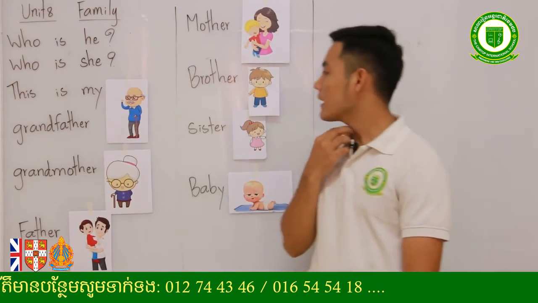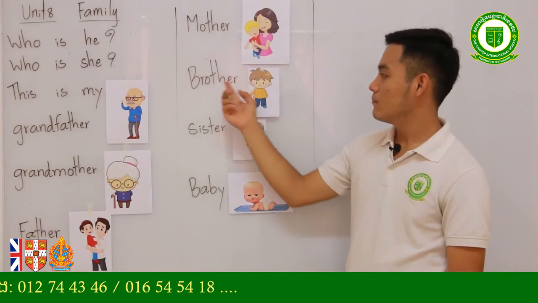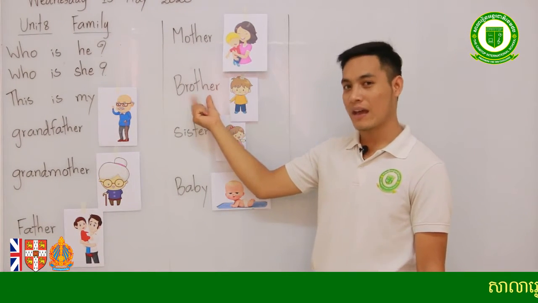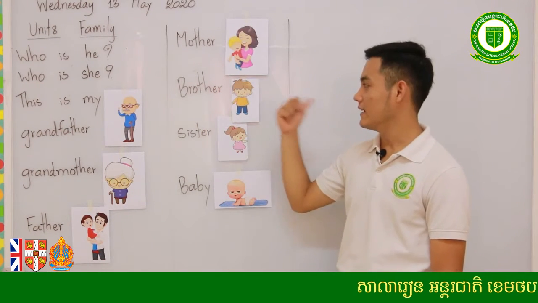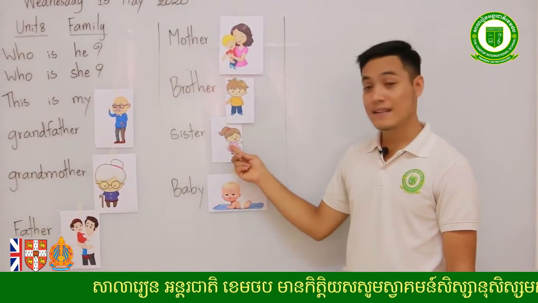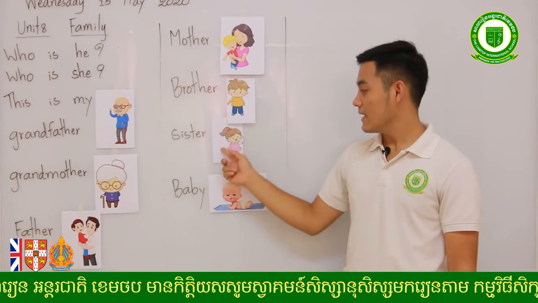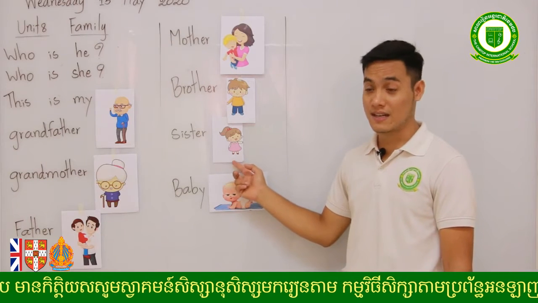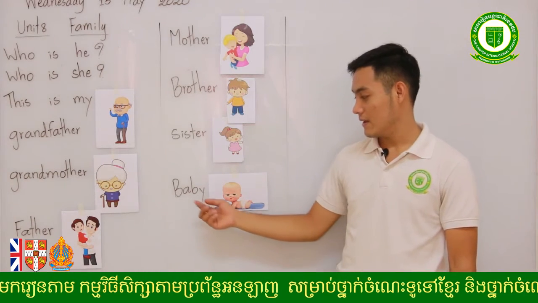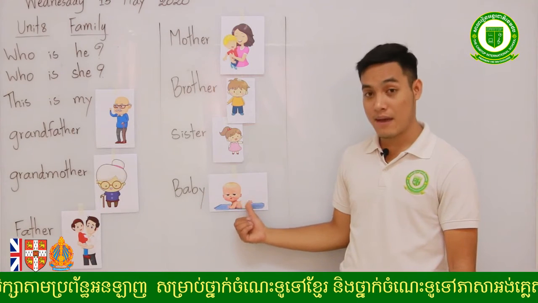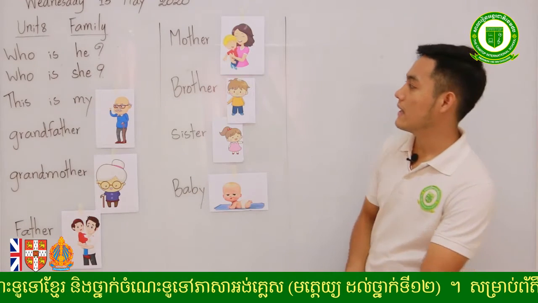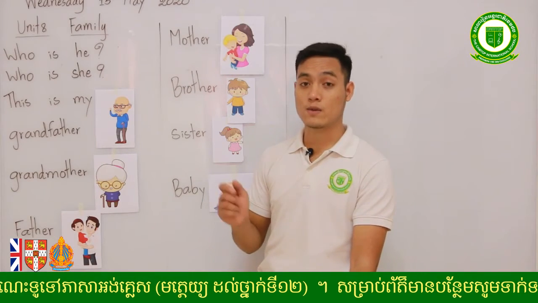Okay, and another word is the word brother. Look, this is my brother. Again, brother. Okay, and the next one is sister. This is my sister. Okay, sister. And the last one is baby. Again, this is my baby. Okay, so read together again about the questions and also the new words.